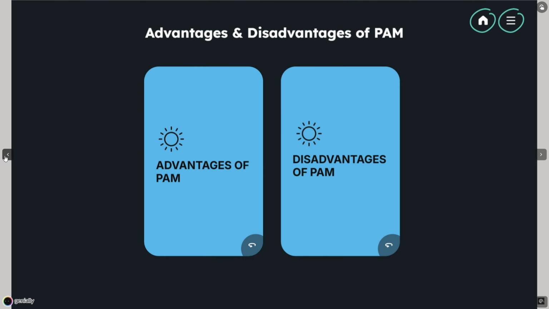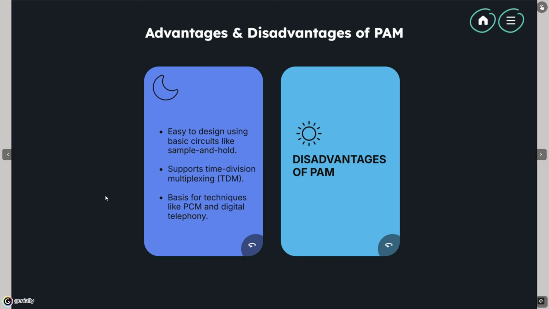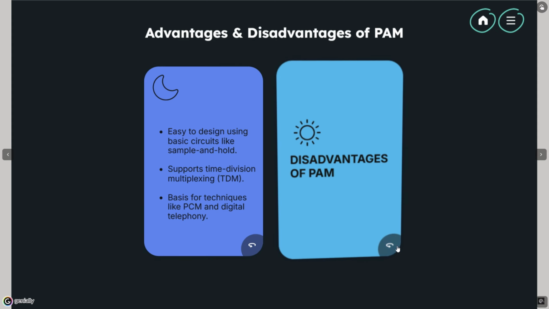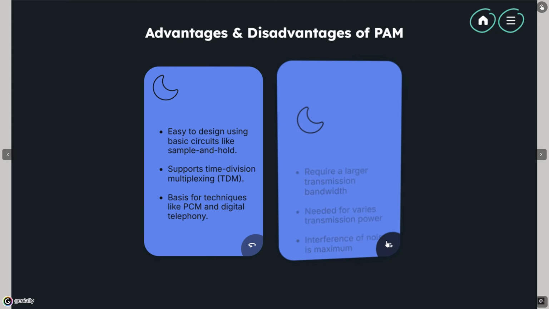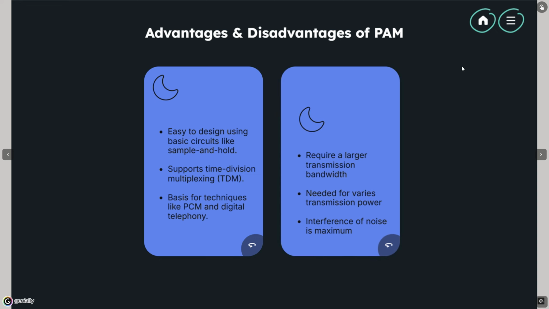For the advantages and disadvantages of PAM: the advantages are that it is easy to design using basic circuits like sample and hold, it supports time division multiplexing, and lastly it is the basis for techniques like PCM and digital telephony. The disadvantages of PAM are that it requires a larger transmission bandwidth, it needs variable transmission power, and its interference of noise is maximum.